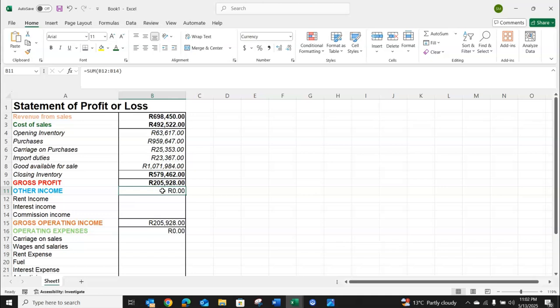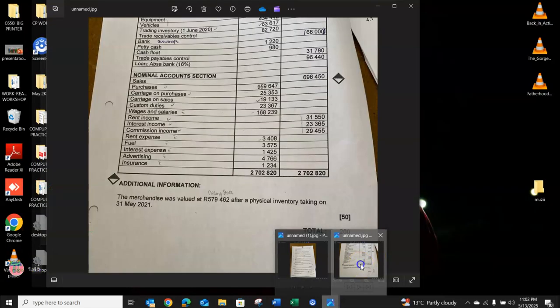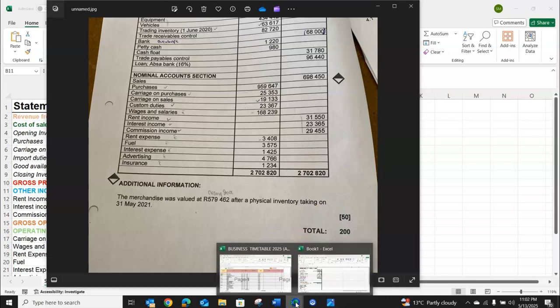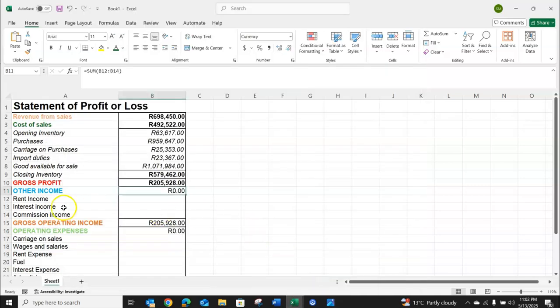Now our other income. What other income do we have in this trial balance? We do have rent income for 31,550, interest income for 23,365, and commission income for 29,455. So this is our other income that will need to go in there. I've already populated our income statement with the names of these incomes. I just need to populate the figures.